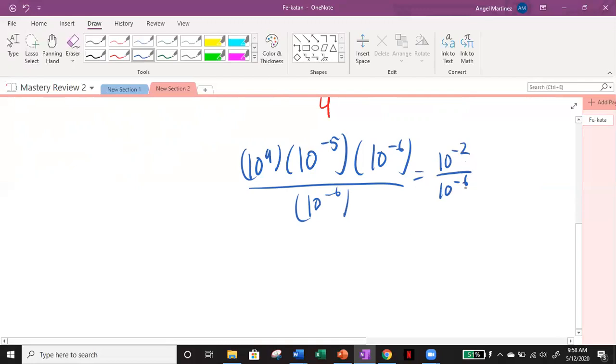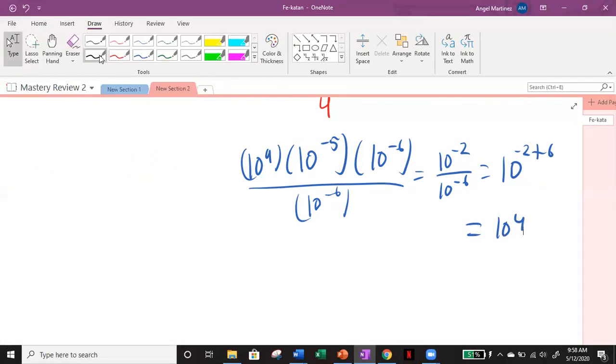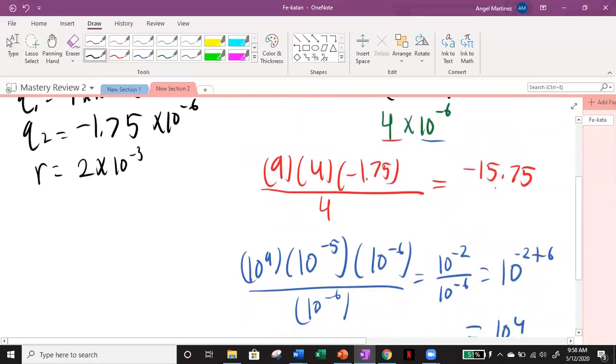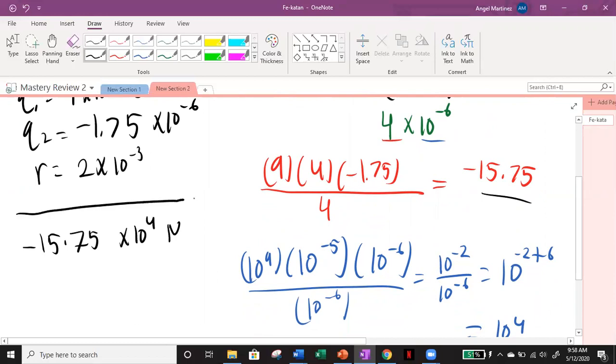Now, whenever we subtract a negative number, this is the same thing as 10 to the negative 2 plus 6, because negative 2 minus negative 6 is the same thing as negative 2 plus 6. So that answer will be 10 to the 4. Now we do the same thing. We take this number and this number, combine them together. Our final answer is negative 15.75 times 10 to the 4 newtons. So that's our answer.